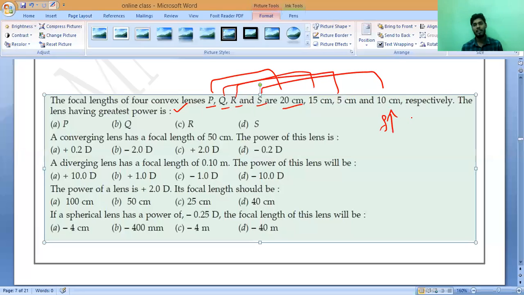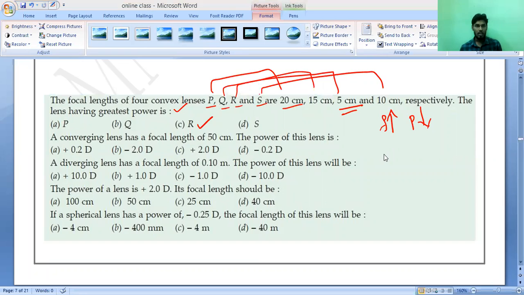Focal length is increasing, power will decrease. Now you tell me, which has the greatest power? R, sir. Option C, R, sir. R, 5 centimeter, because the focal length is minimum, so the converging power is maximum. Whether converging or diverging, the power of the lens is maximum. Do you understand, Ra?